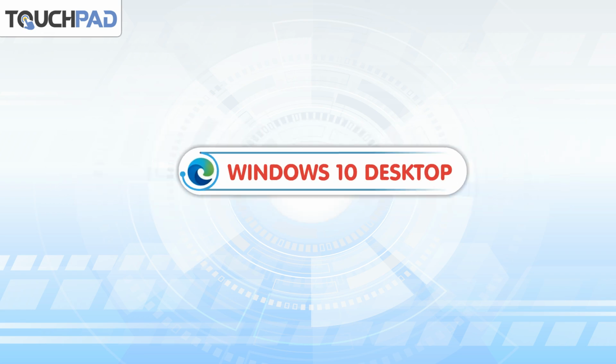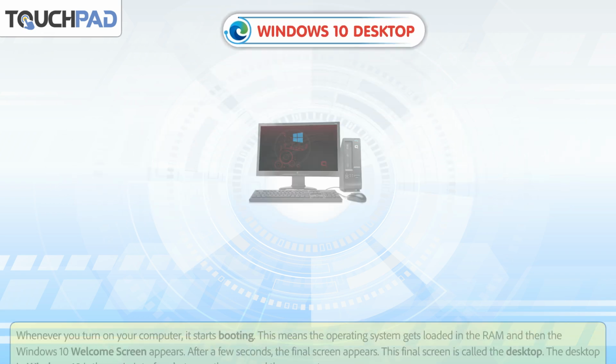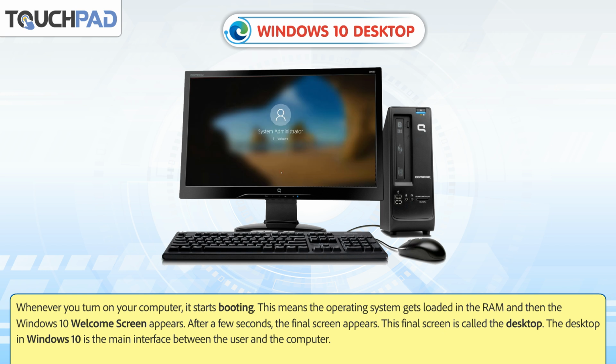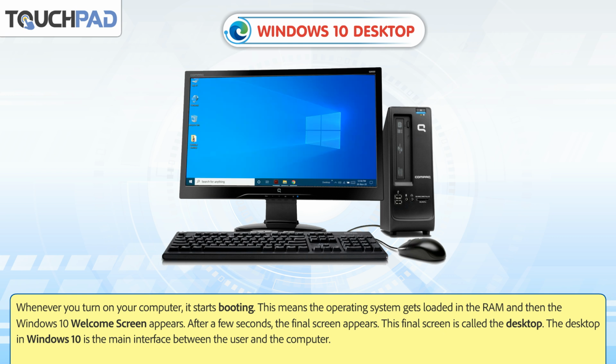Windows 10 Desktop. Whenever you turn on your computer, it starts booting. This means the operating system gets loaded in the RAM, and then the Windows 10 welcome screen appears. After a few seconds, the final screen appears. This final screen is called the desktop.